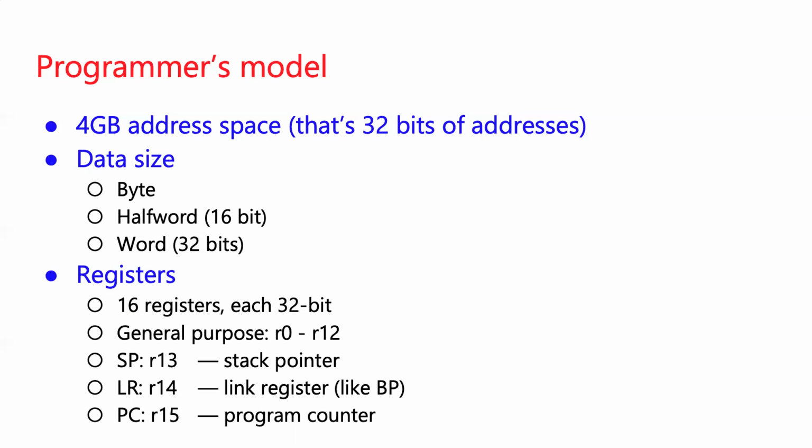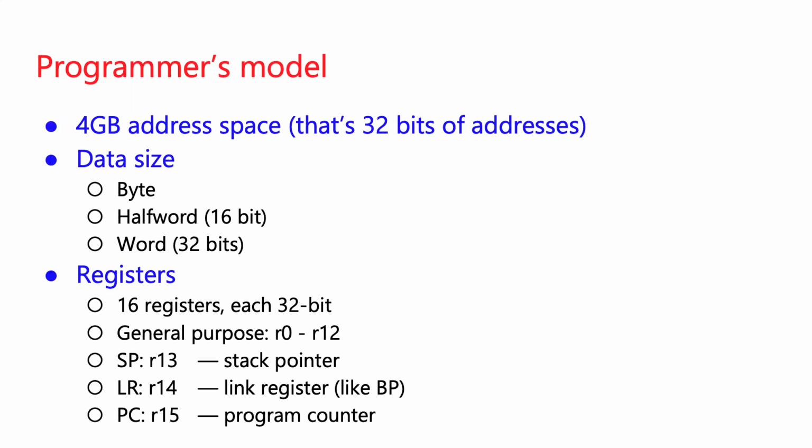15 is the program counter, which we might have called the instruction pointer sometimes when we were talking about Intel. That's the memory location of the next instruction. Register 13 is the stack pointer, kind of analogous to the stack pointer we had in Intel. And register 14 is the link register, kind of analogous to the base pointer we had in Intel.